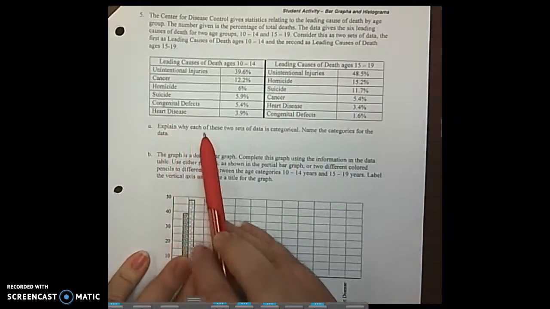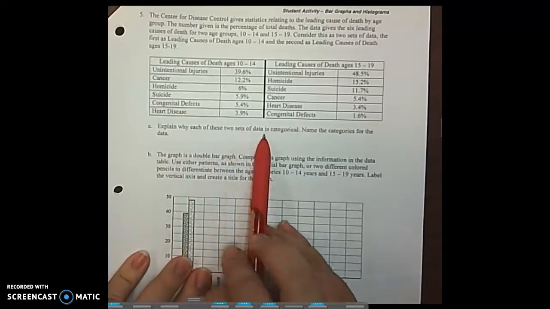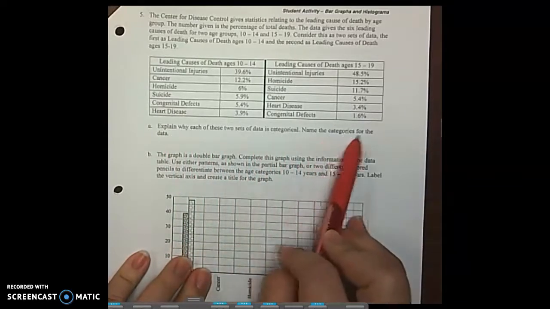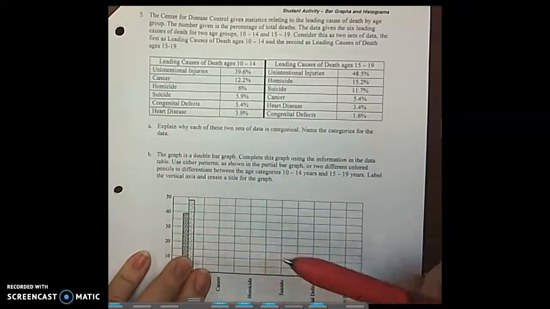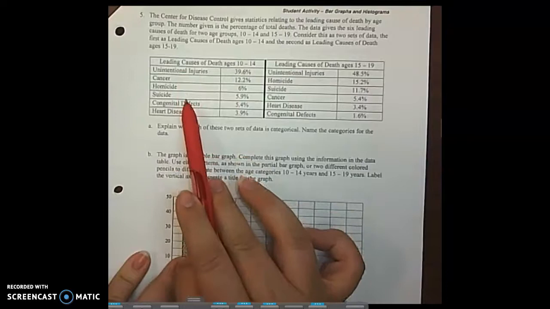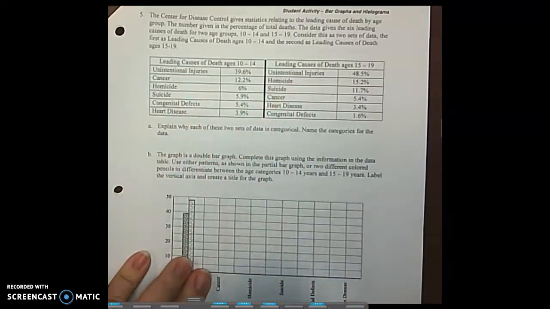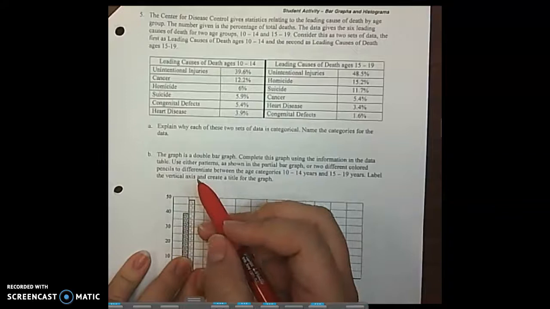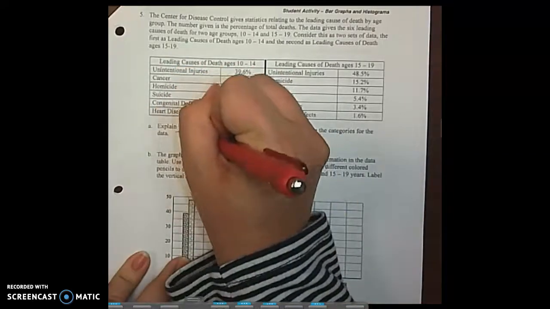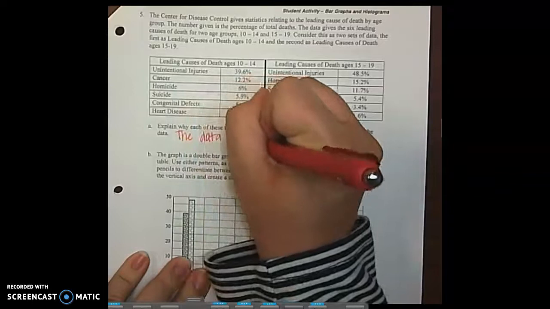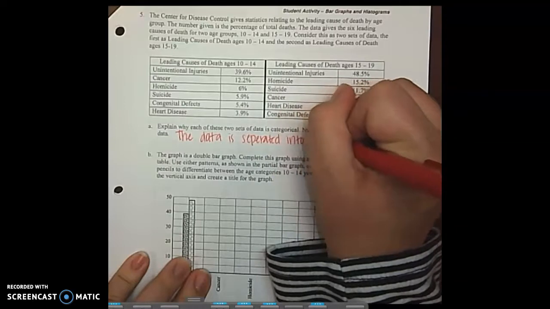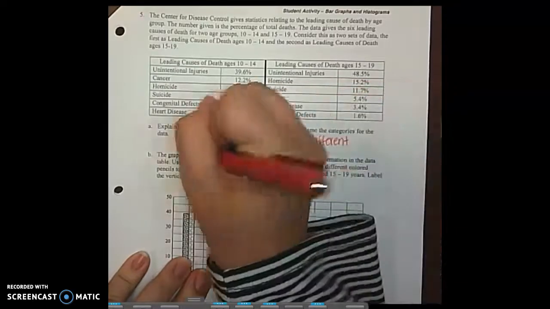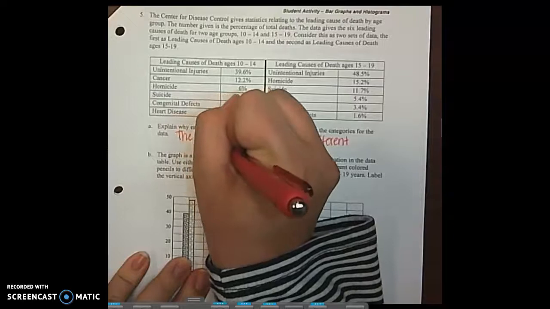A says explain why each of these 2 sets of data is categorical. Name the categories for the data. So we know that categorical data means that you're separating them into categories. So here are the different categories of leading causes of death. That's going to be our answer for number 1. The data is separated into different categories.